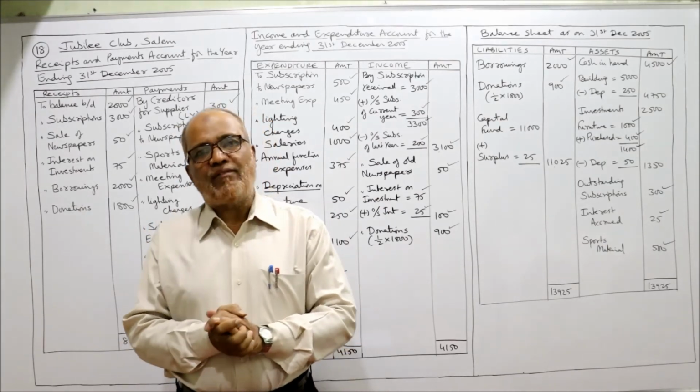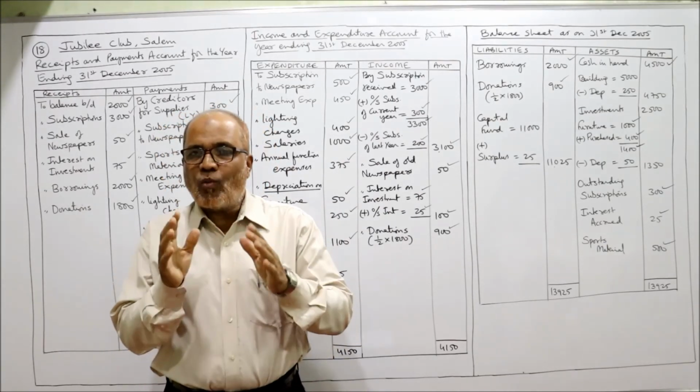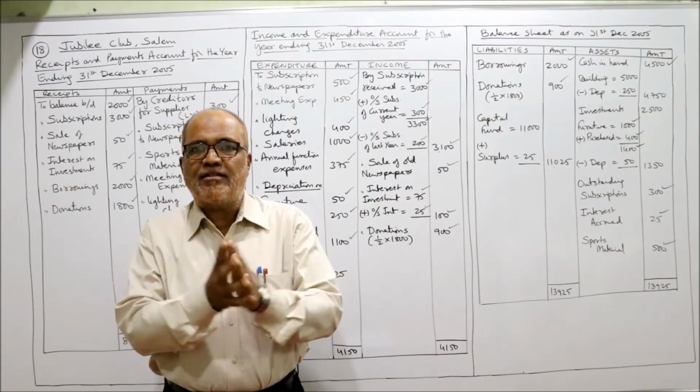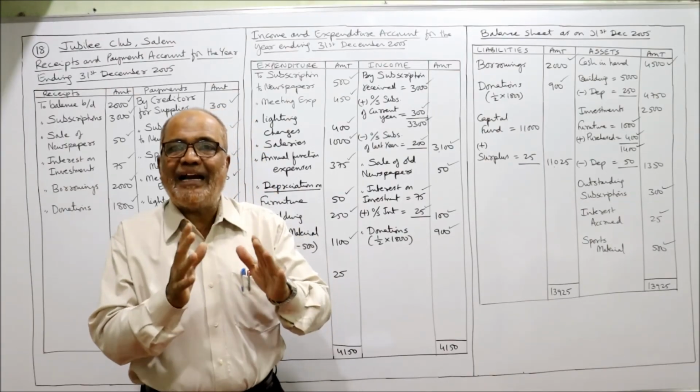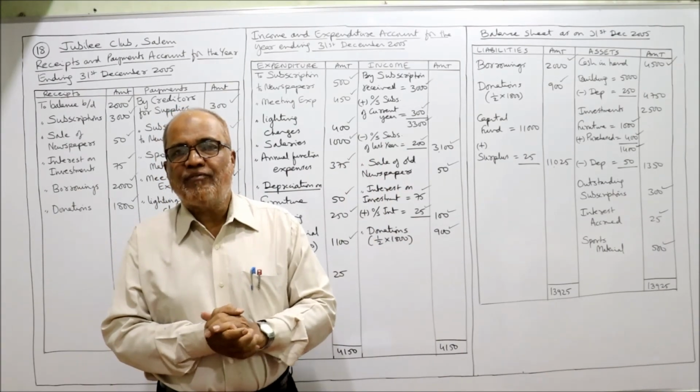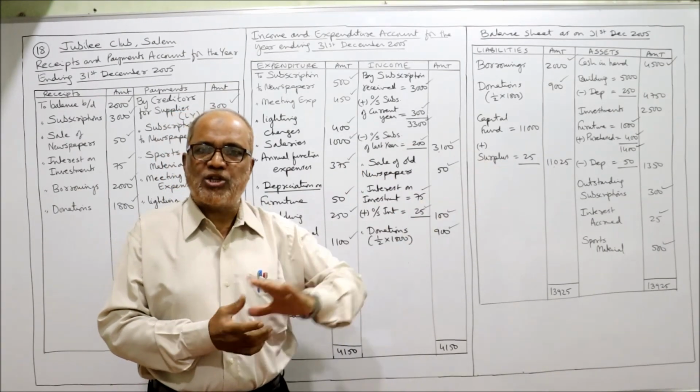Each and every point I have explained in detail. So watch the video not once, twice, thrice. Each and every point you should remember how I have dealt with each and every item while making the income and expenditure account and balance sheet.